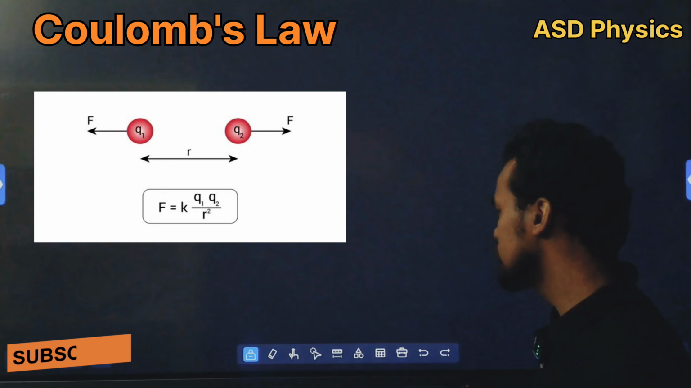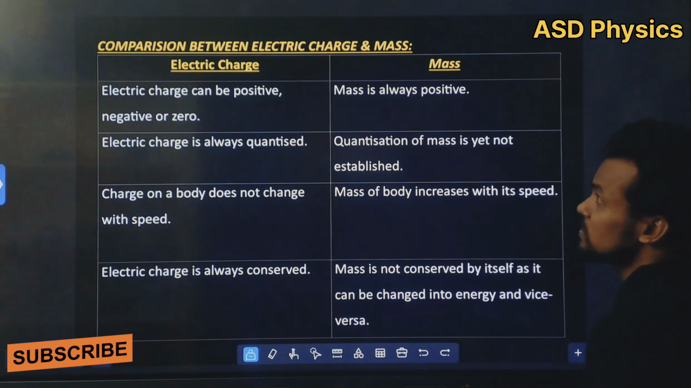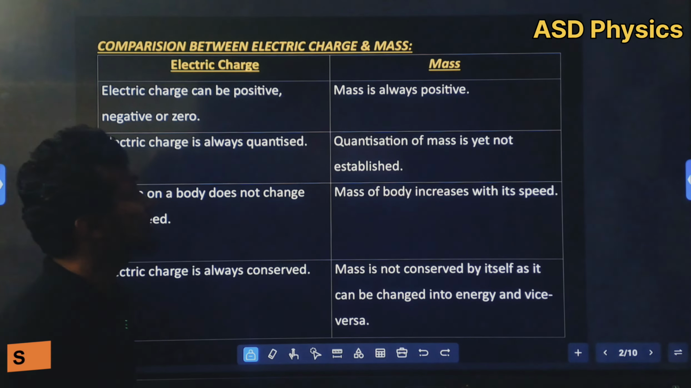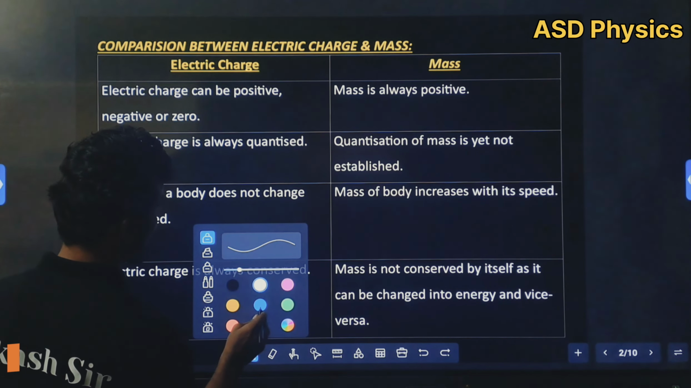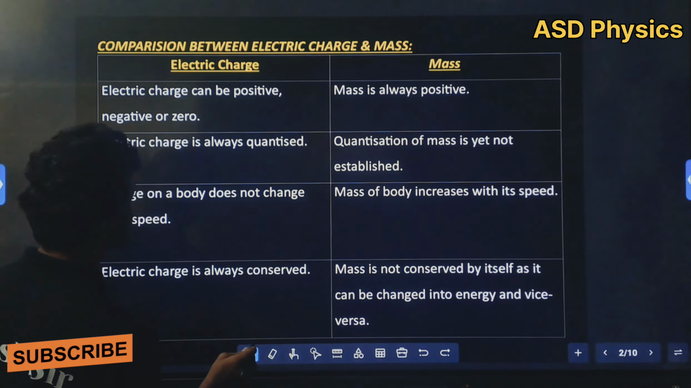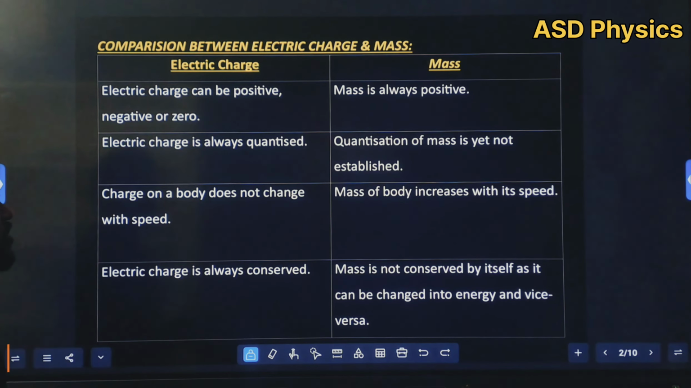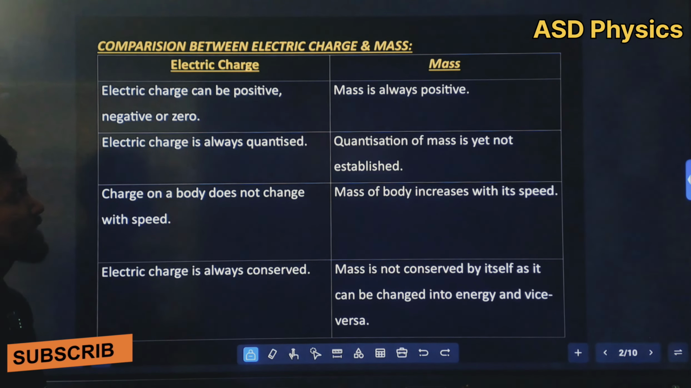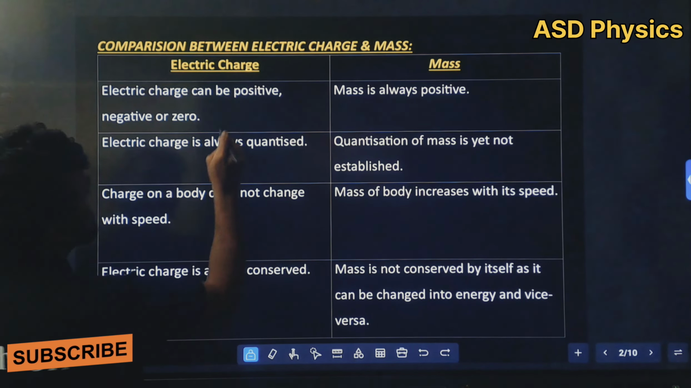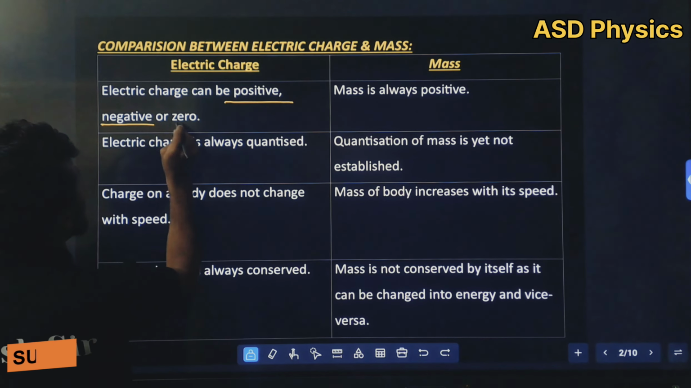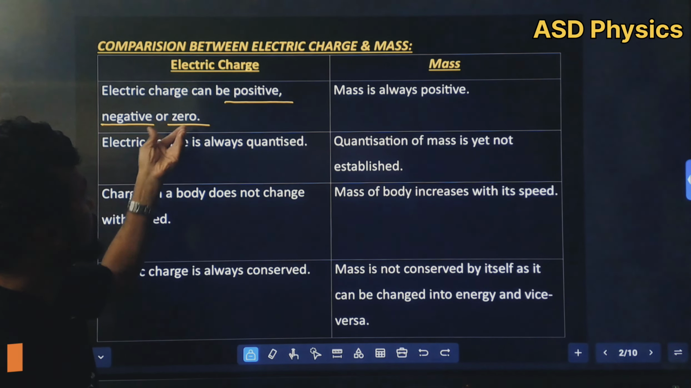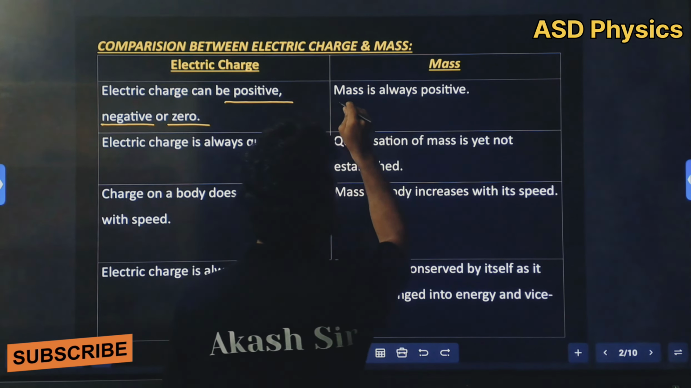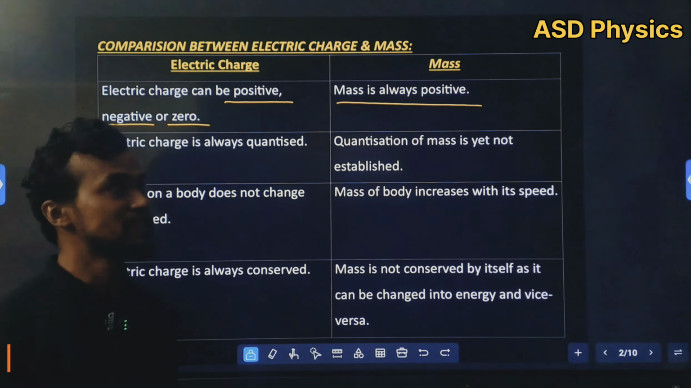Okay, so students, we are going to learn first this comparison between electric charge and mass. Just see it very well. During the electric charge you can see that electric charge can be positive, negative or zero, like I told, proton, electron and neutron. But mass is always positive, always positive.